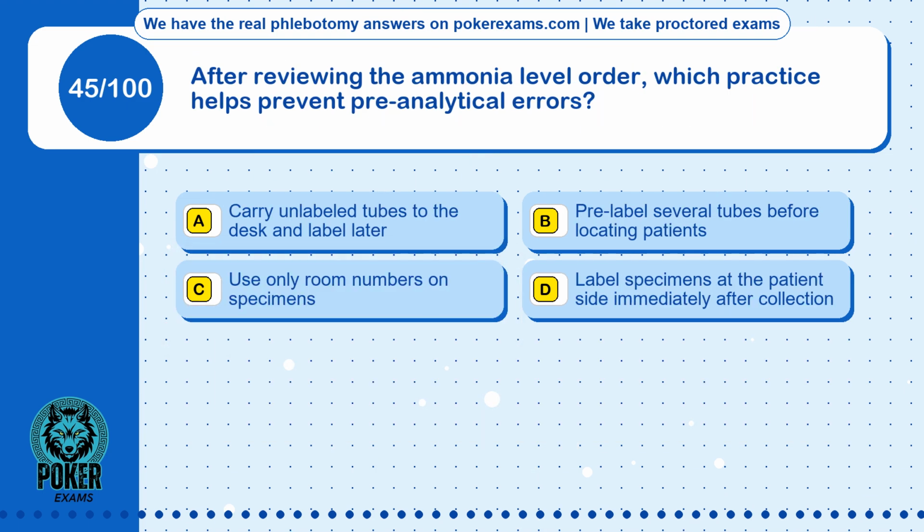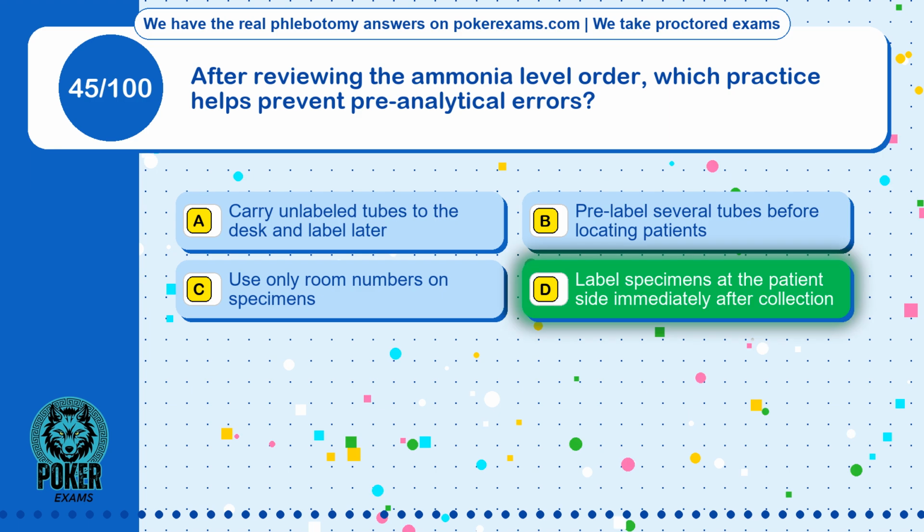Question 45. After reviewing the ammonia level order, which practice helps prevent pre-analytical errors? Option A. Carry unlabeled tubes to the desk and label later. Option B. Pre-label several tubes before locating patients. Option C. Use only room numbers on specimens. Option D. Label specimens at the patient side immediately after collection.